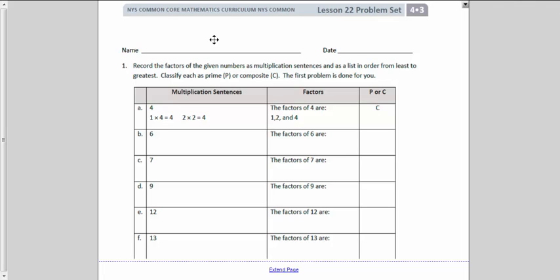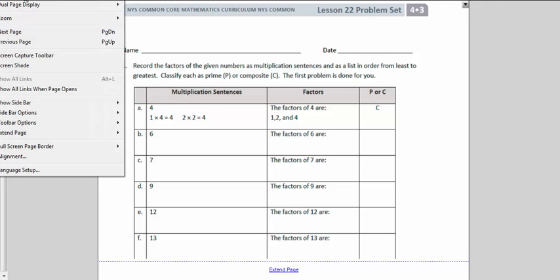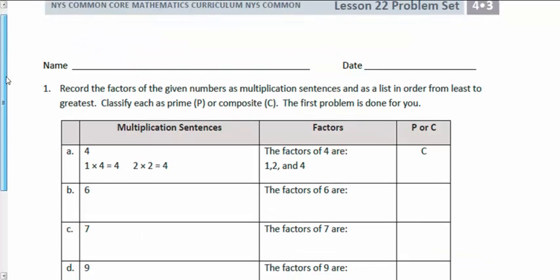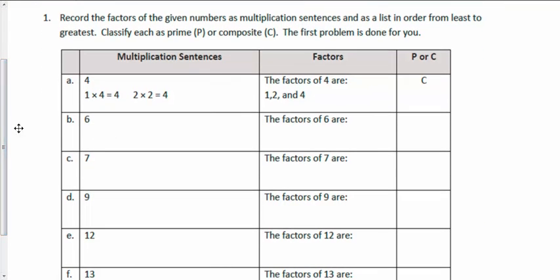All right, so it says record the factors of the given numbers as a multiplication sentences and as a list in order from least to greatest. Classify each as prime or composite. The first problem is done for you. I love it when they do the first problem for us because that gives us an idea of what the expectations are. So you can see what they did. Here's how they recorded them as multiplication sentences, and over here they have their factors. They have them listed as factor pairs.